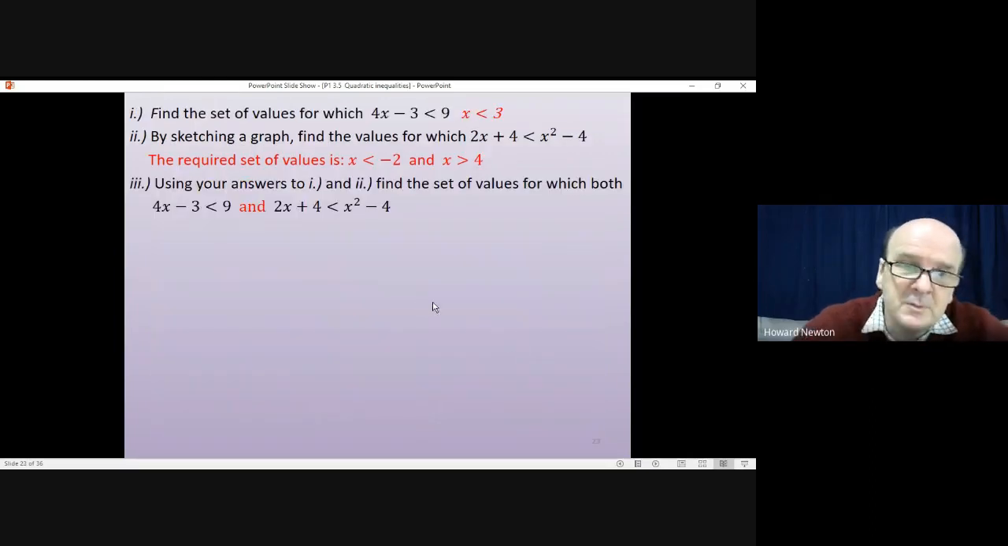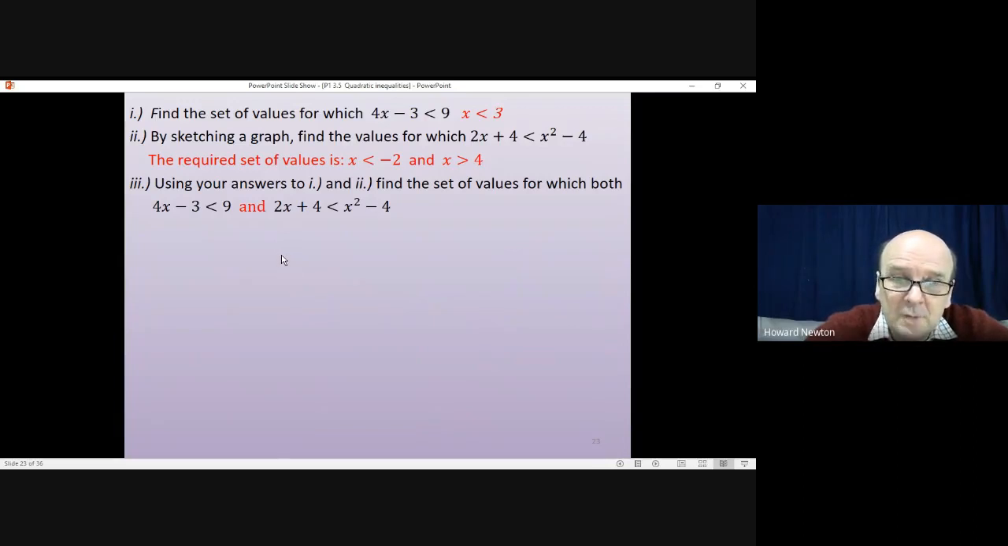Now, part 3 was asking us to use both of those answers for 1 and 2 to find the set of values for which both inequalities are true at the same time, which is what that means. The significant word there is "and". It turns up in probability as well and in set theory. And it's important that you understand the difference between "and" and "or" in a mathematical context.